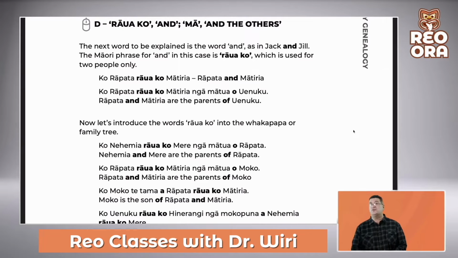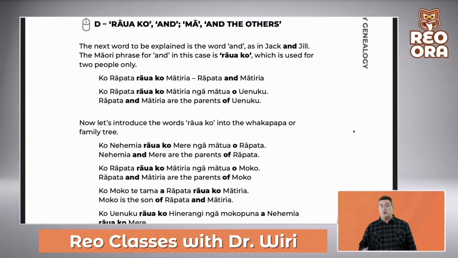Rāua ko. I want to introduce you to a quite important word in Māori. Rāua ko, which means and. Rāua ko is like as in Jack and Jill. And the other word I want to introduce you to is mā, which means and the others. For example, uenuku mā means uenuku and the others.